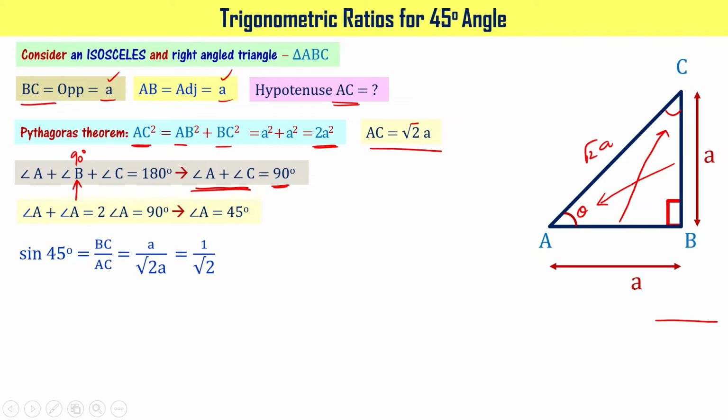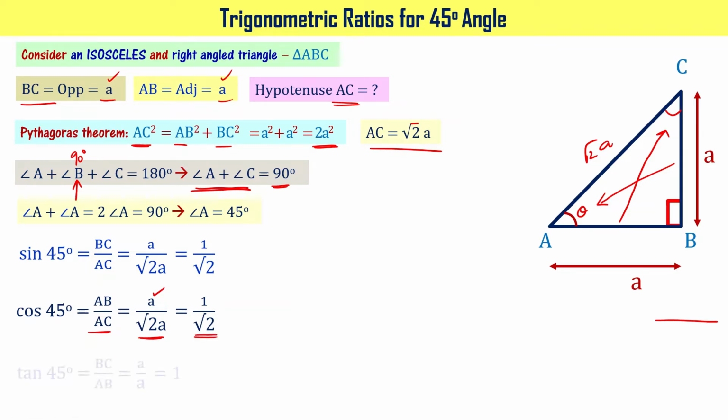Cos 45 can be written as AB by AC. AB is the adjacent side and AC is the hypotenuse, right? So the AB value is A units and AC is root 2 times A units. That's why cos 45 degrees can be written as 1 by root 2, right?